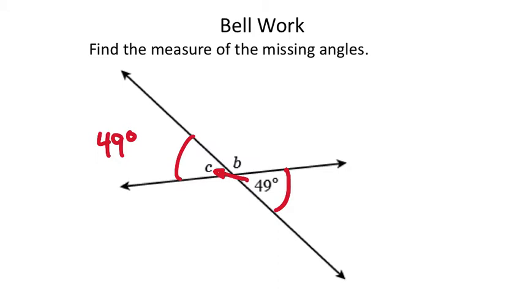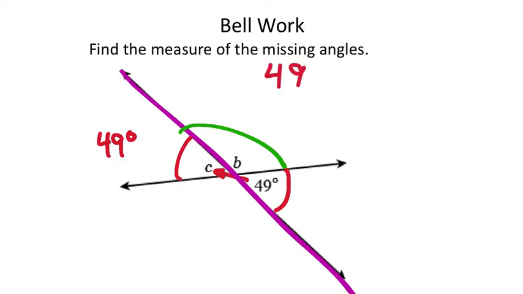All right, that's pretty good. But what about angle B? Well, I can see that it creates a straight line with the 49-degree angle, meaning that angle B here, that I put in green, and the 49-degree angle make up a supplementary relationship. So if I take the 49-degree angle and angle B and add them together, I get 180 degrees.